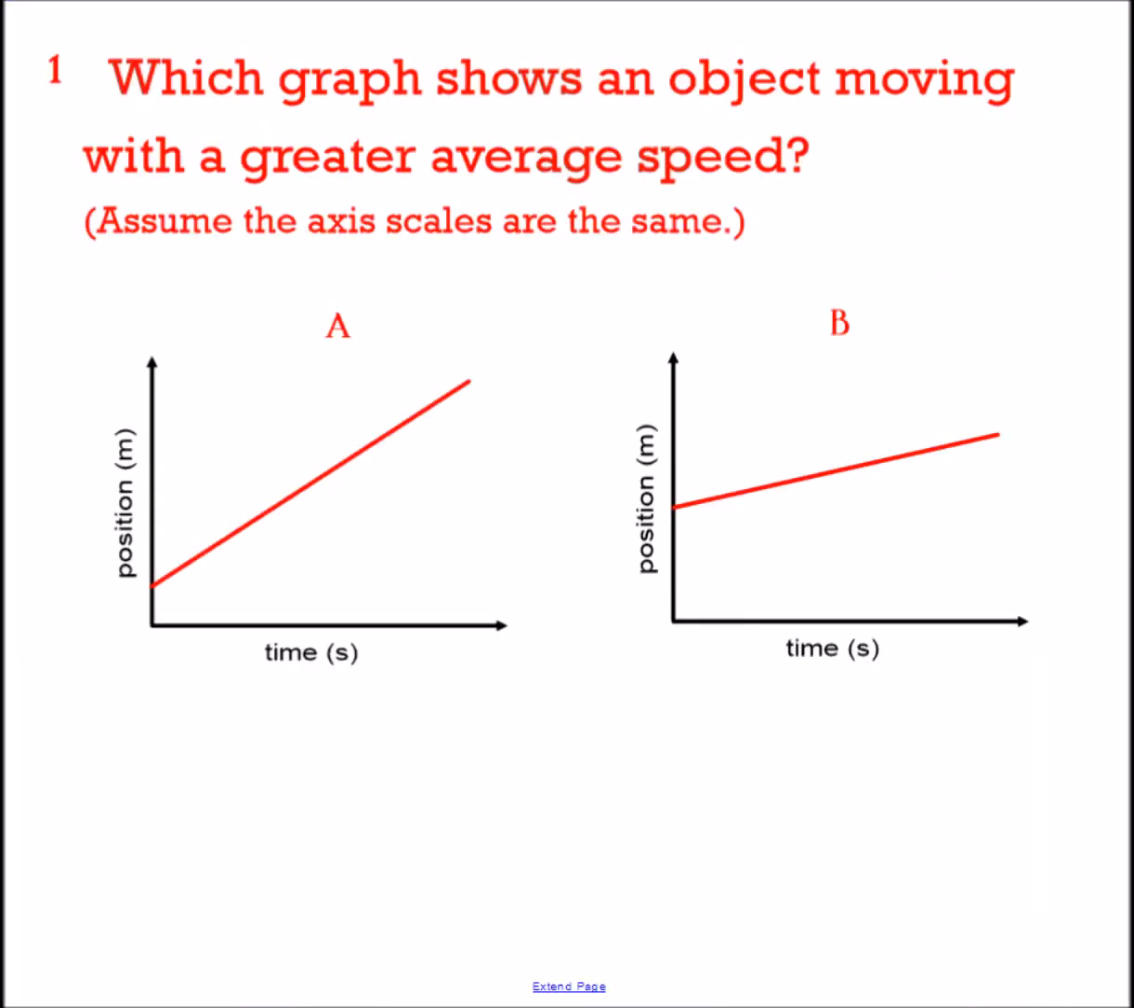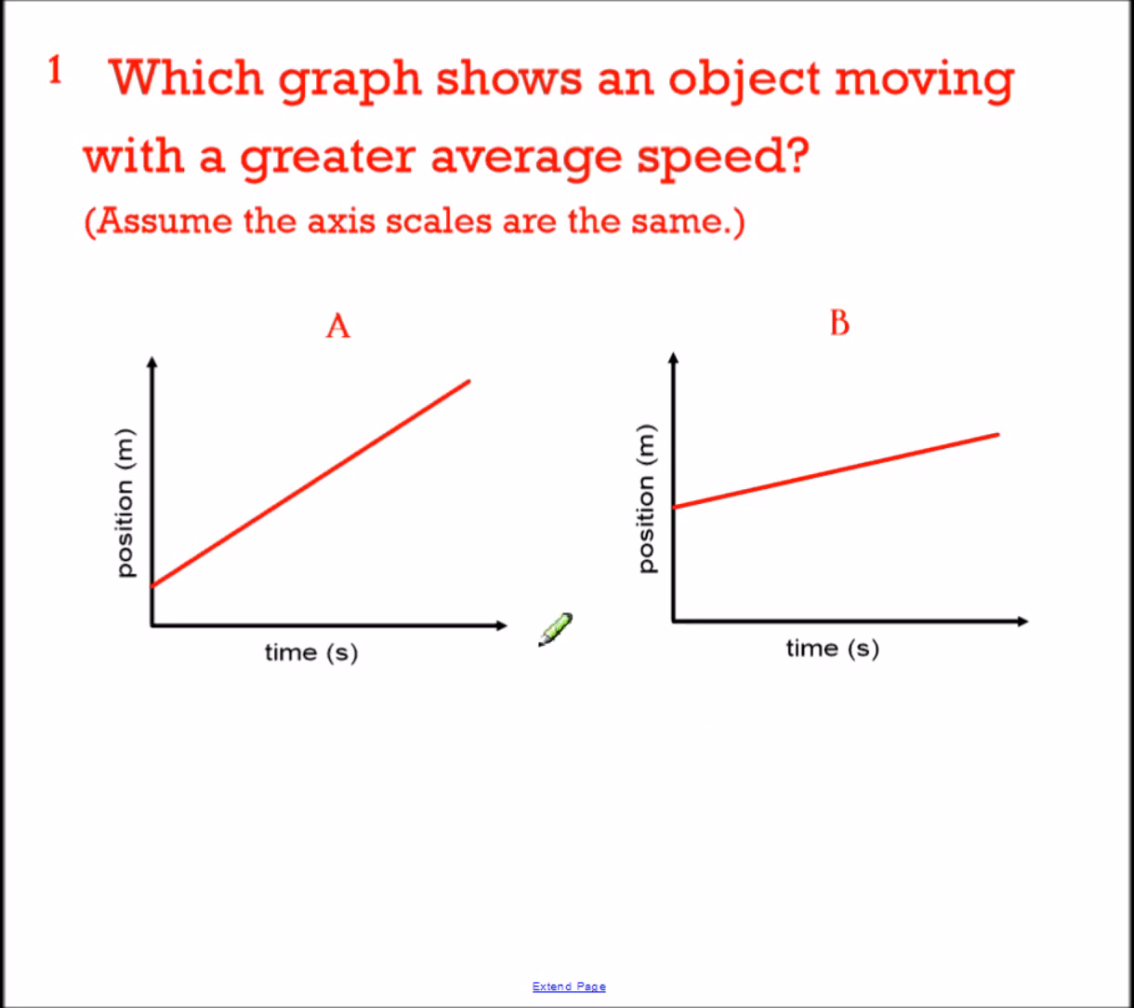Okay, so let's use what we've learned in the previous 3 minutes to answer a pretty basic question about a graph of motion. This question says, which graph shows an object moving with a greater average speed? For this problem, we want to assume that the axis scales are the same. So I'm going to give you a moment. I would pause the video and think about what you would choose as the right answer. And when you think you have the right answer, hit play again.